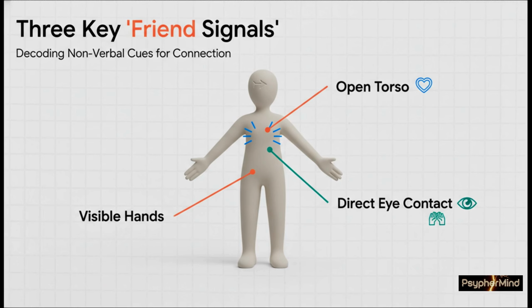To send a clear friend signal, you need to focus on these three non-negotiables. First, an open torso. This exposes your vital organs, which is a super deep-seated evolutionary signal of trust. So no crossed arms, no holding a drink in front of your chest like a shield.